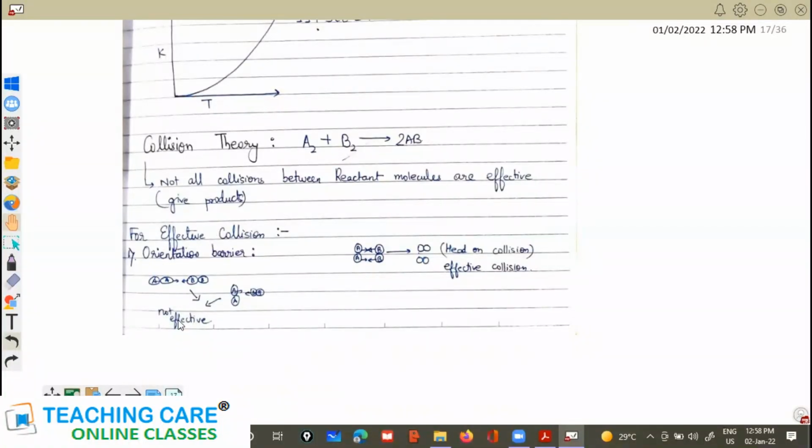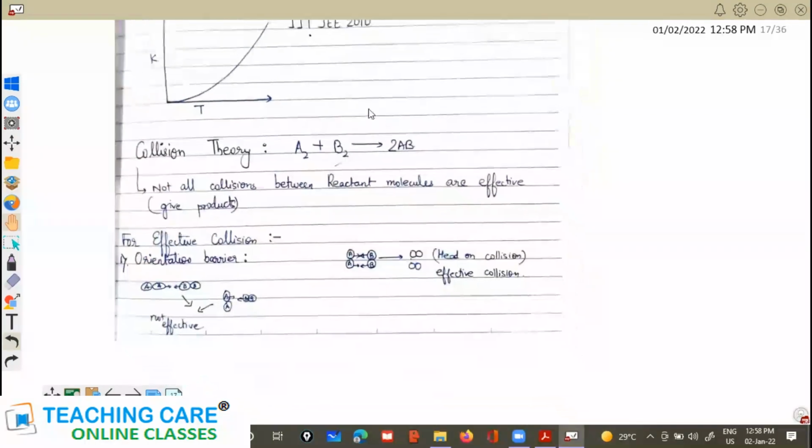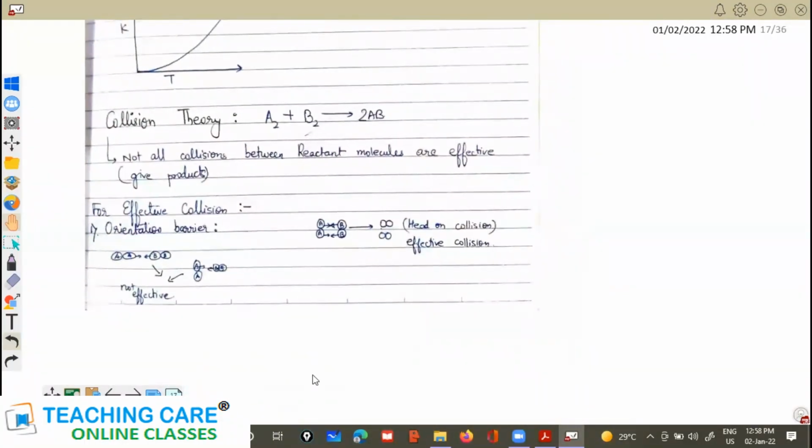And what does the Arrhenius theory have to do with this collision? The temperature varies. We will come to that slowly and gradually. We just have to know this right now, that K is equal to A into e to the power minus Ea upon RT. The first thing that affects is your collision theory, that whenever a product has to be formed, collision has to take place. Now, collision is a factor which is temperature dependent.